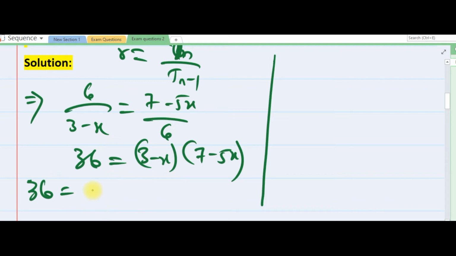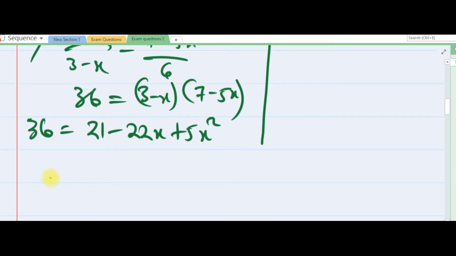Minus 7 minus 15 is minus 22. So I have 21 minus 22x plus 5x squared. You get minus 7x minus 15x, and minus 7 minus 15 is minus 22. So that is what we have, from multiplying this by that.